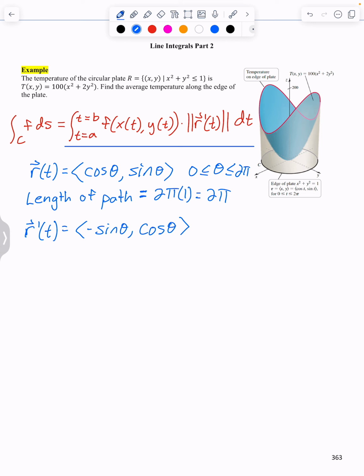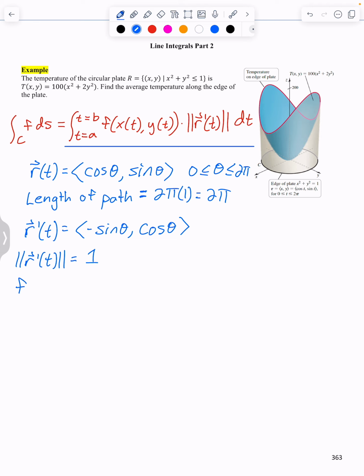And then they want us to take the magnitude of that path, of the derivative. So if I do that, that's just squaring each one. You can see that this is going to end up being a 1. All right, no surprise there. It's a unit circle. The magnitude is 1. All right, so I have that.